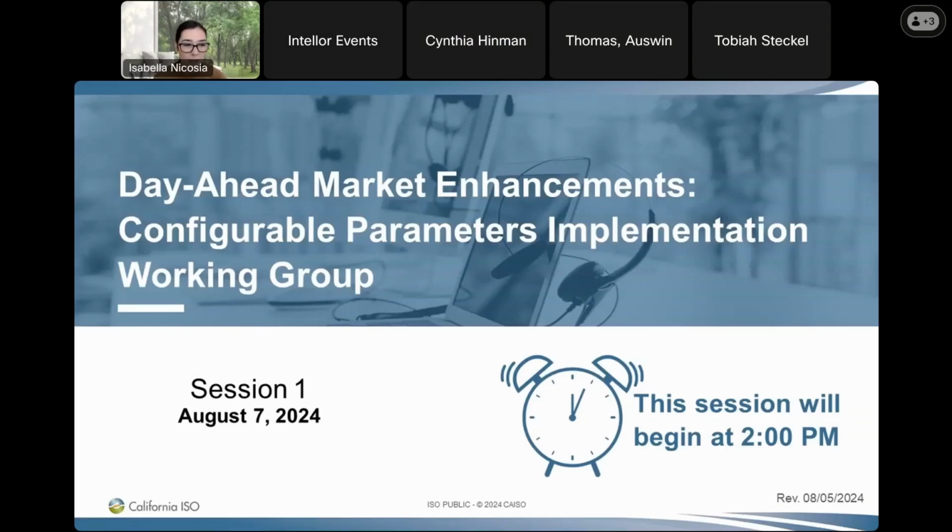Configurable Parameters Implementation Working Group. My name is Isabella Nicosia, representing stakeholder engagement, and I'll be facilitating today's meeting. I also have on the line with me Osman Thomas from our market validation group and Tobias Steckel from short-term forecasting, who will be providing some information later on during the presentation.